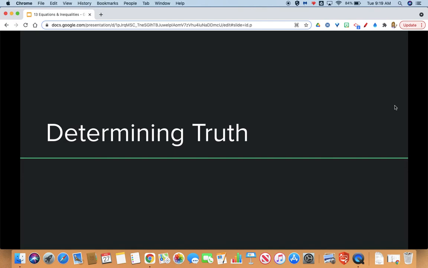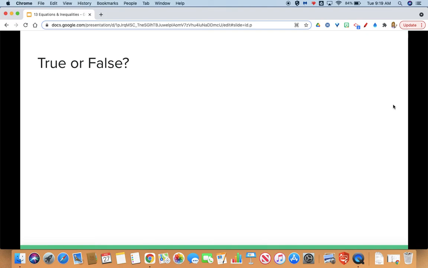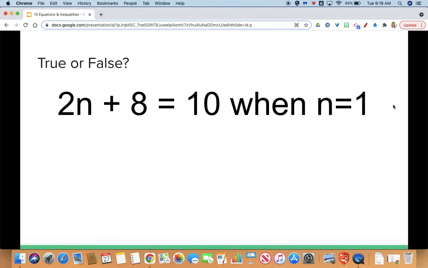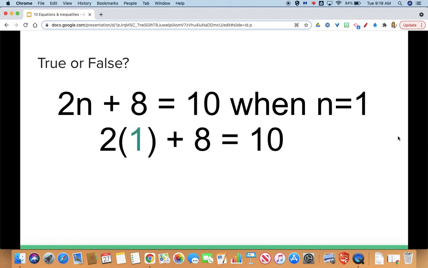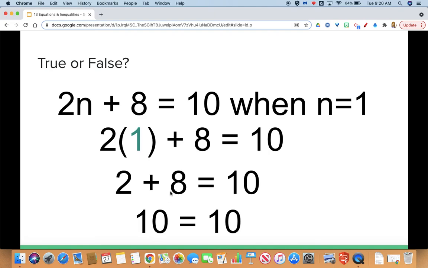Okay, let's go on to determining truth. This is another type of skill that we want to be able to practice and understand for this standard. Let's determine if this is true or false. 2 times n plus 8 equals 10 when n equals 1. Let's replace our n with a 1 and see if this remains true. 2 times 1 is 2. And now 2 plus 8 equals 10. Does 10 equal 10? Yes, so this is a true statement.